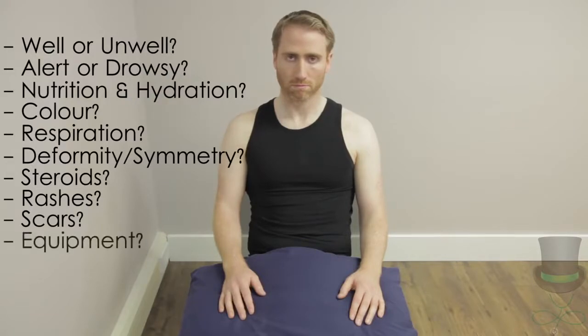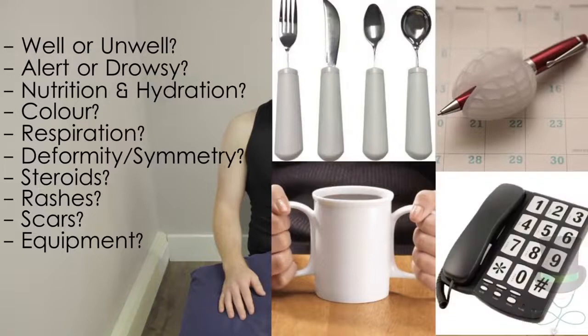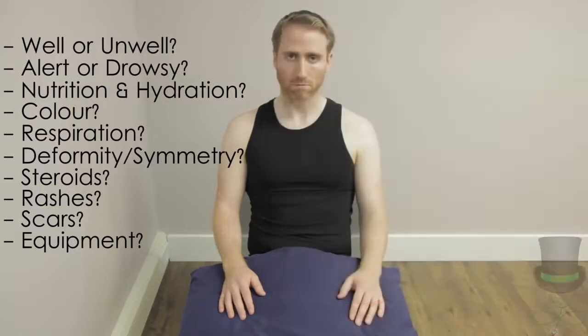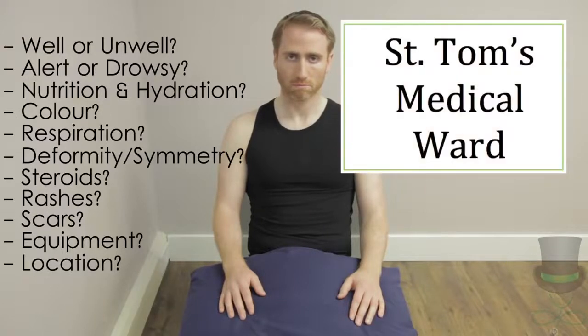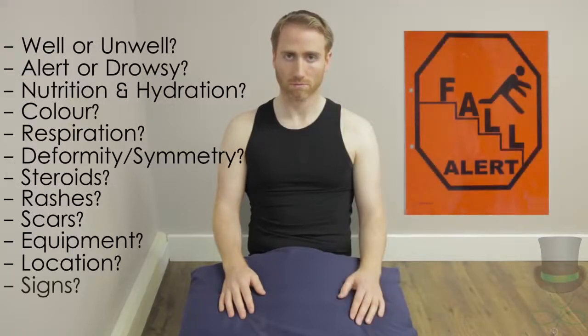Look for equipment or devices that are attached to or surrounding the patient. Comment on any modified equipment such as cutlery or crockery, grippers or modified telephones. Note any mobility aids. Note the location of the patient. For example, they may be on a general ward or a high dependency unit. Note any signs around the bed.